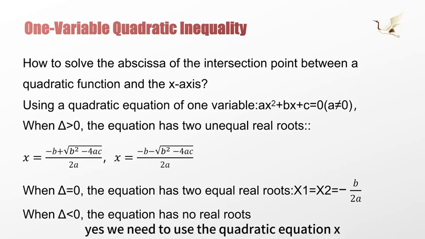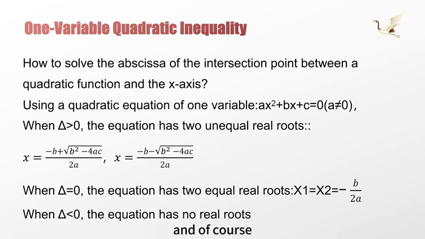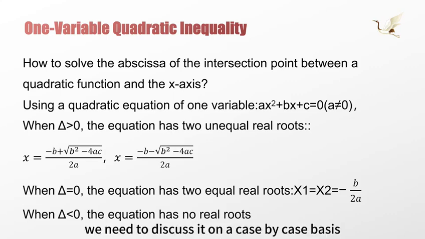So, how do we solve for the abscissa of the intersection point between a quadratic function and the x-axis? Yes, we need to use the quadratic equation ax squared plus bx plus c equals 0. The root of this equation is the horizontal coordinate of the intersection point, and of course, we need to discuss it on a case-by-case basis.